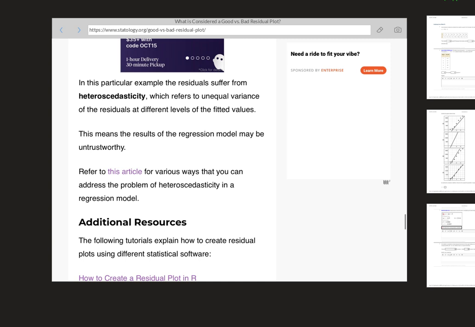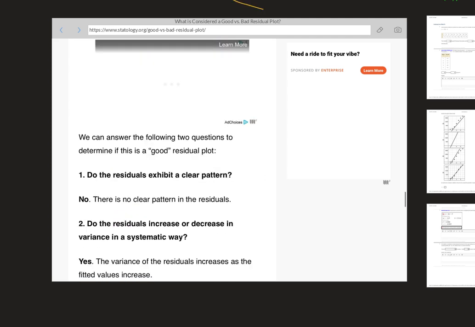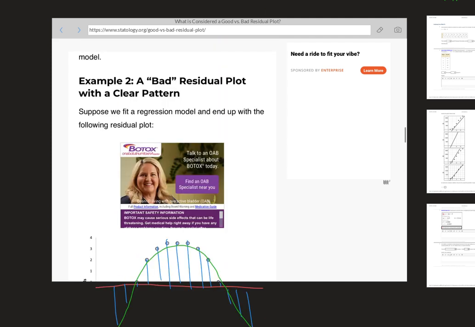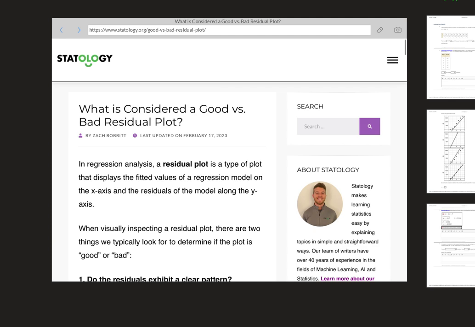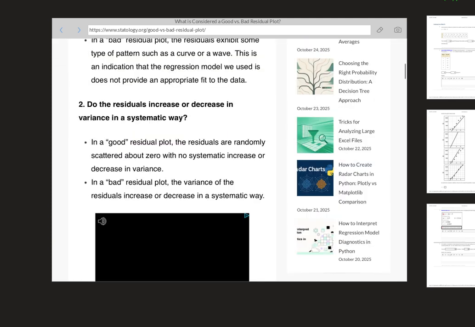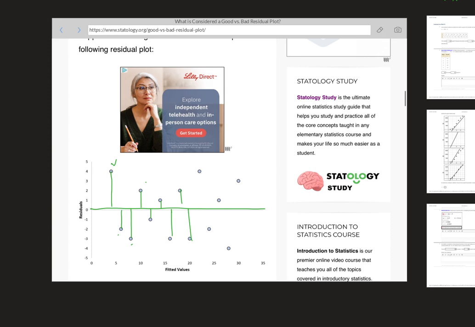And since we answered yes to at least one of these questions, we consider it to be a bad residual plot. And then here's a fun Jeopardy word. In this particular example, the residuals suffer from heteroscedasticity. I'm not sure that's how you say that, but that refers to unequal variance. And if you're like, what the heck is variance? Basically think of it like varying, right? Anyway, so this hopefully explains a little bit about it. If it doesn't, then my bad. I'll do what I can to try and explain it.